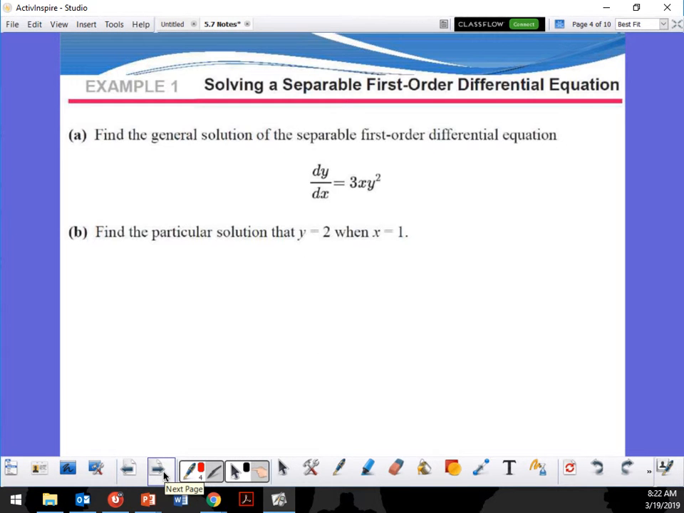Okay, algebra. Get your y's to one side, get your x's to the other.